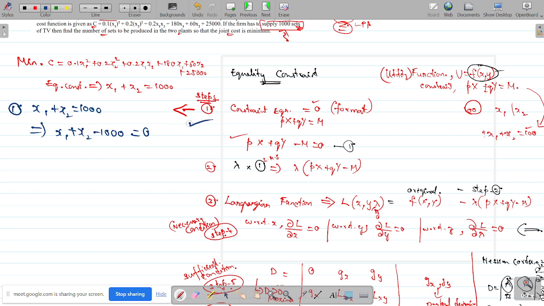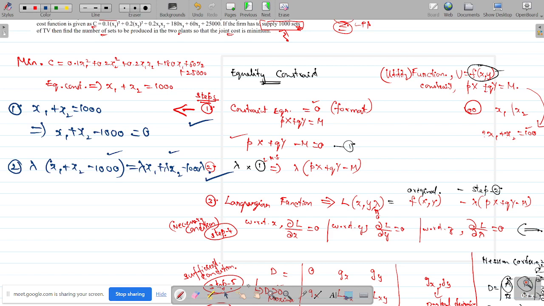So first step done. Now second step, you multiply with the Lagrange multiplier. So lambda into the constraint equation. So this will look like lambda x1 plus lambda x2 minus 1000 lambda.